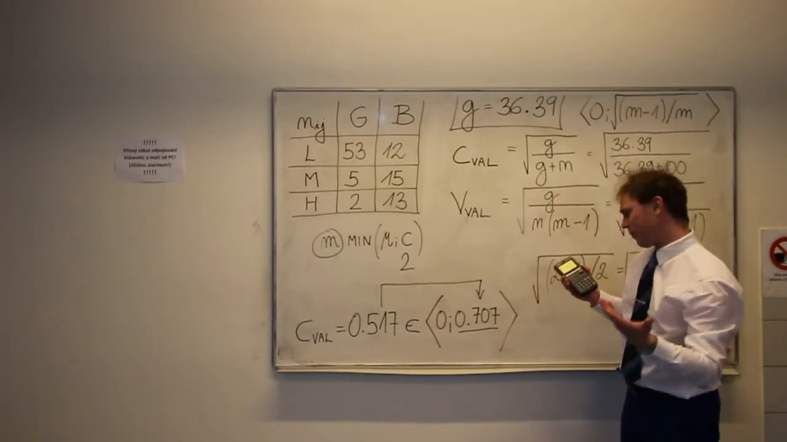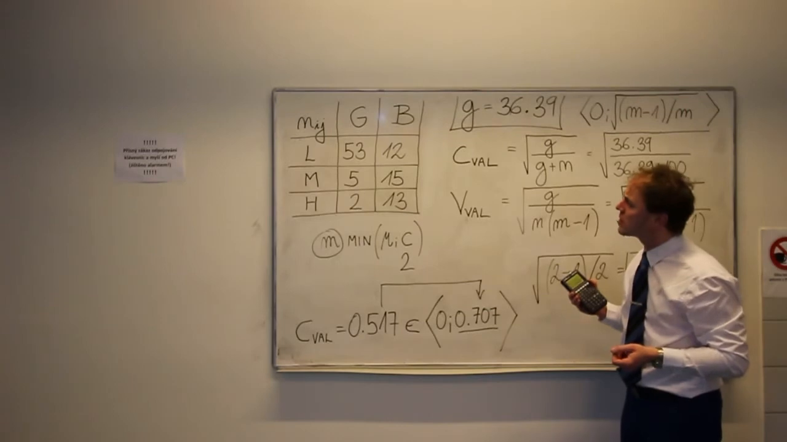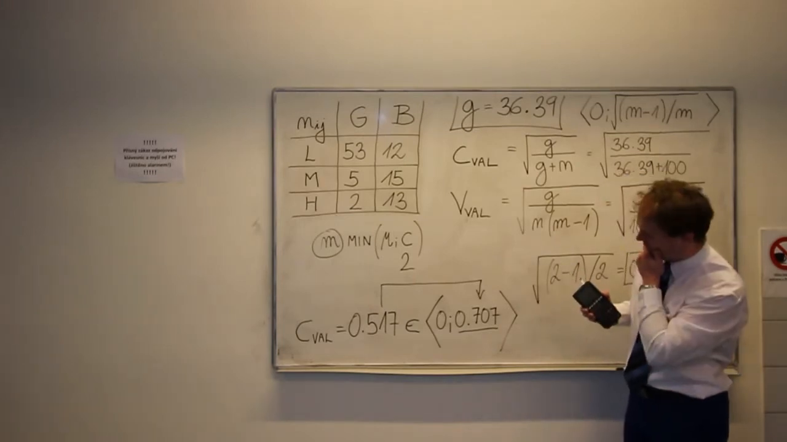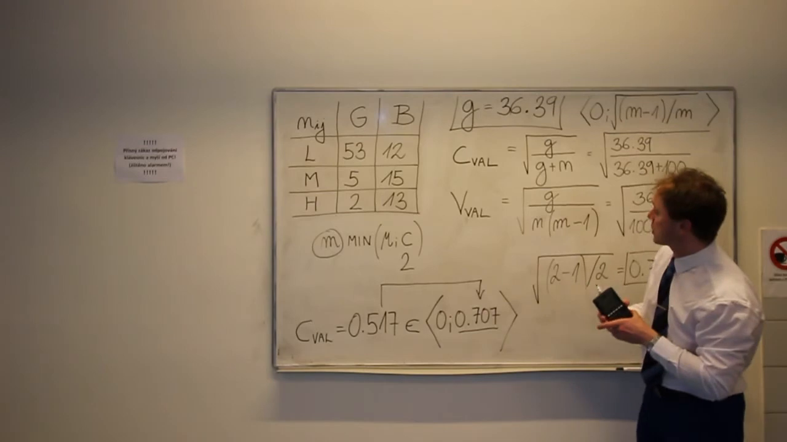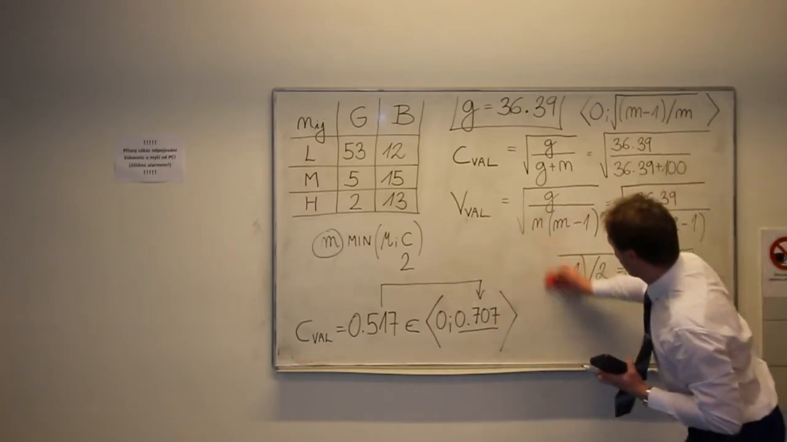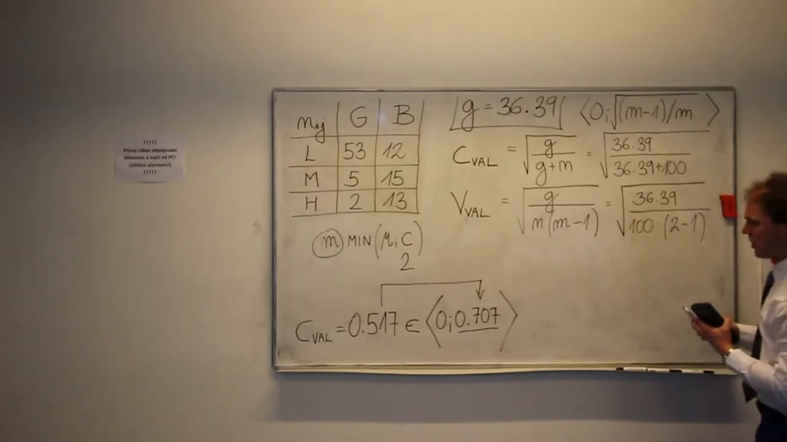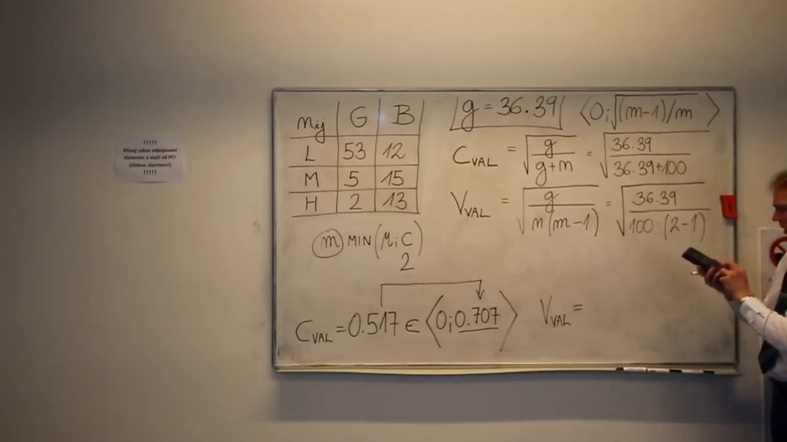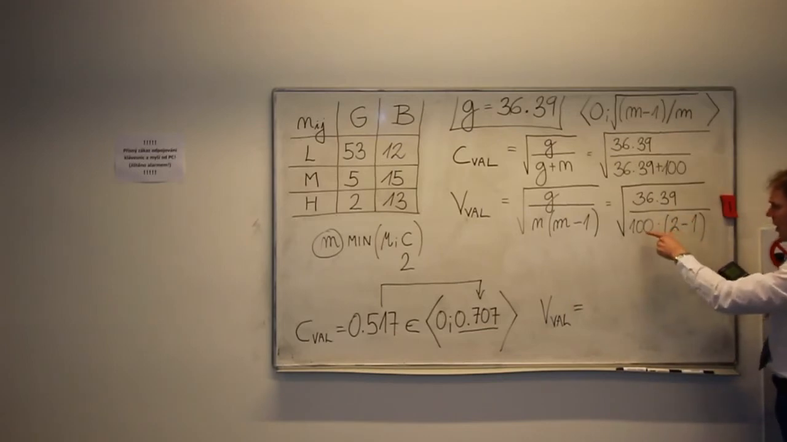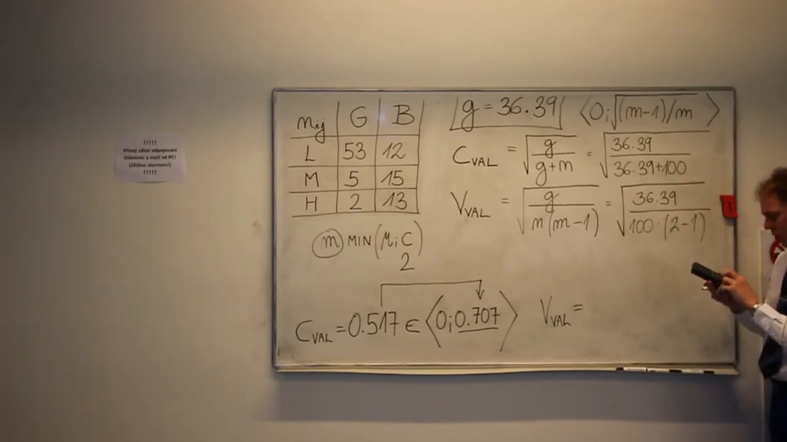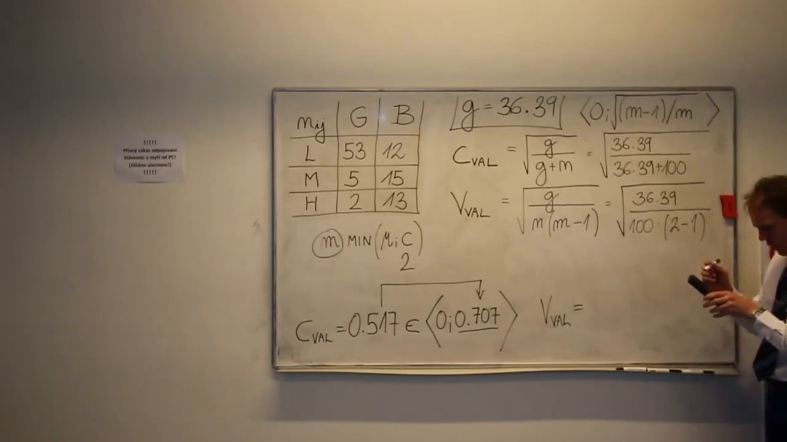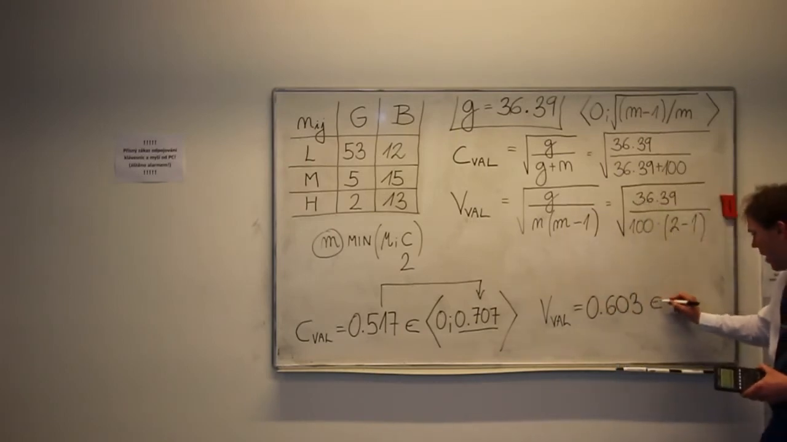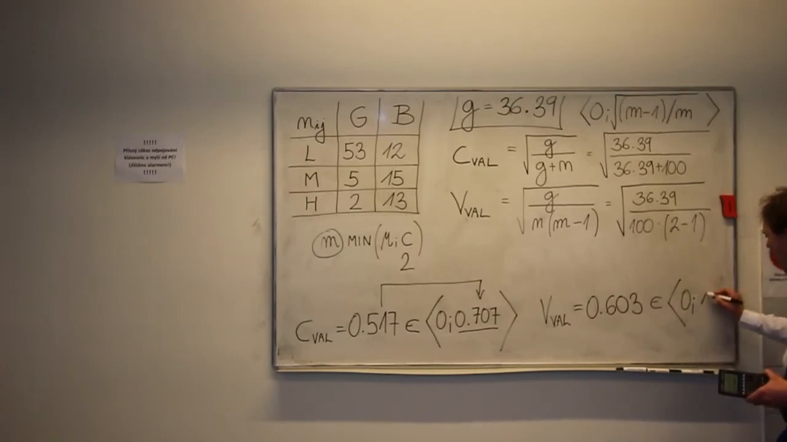So it's the strength of dependence between the level of alcohol in blood and the speed of the reaction. But we will see this better if we use Kramer coefficient V. So Kramer coefficient V will be calculated here. The V value is equal to 36.39 divided by 100, and the square root of this value is 0.603. And this is an element of the range 0 to 1.